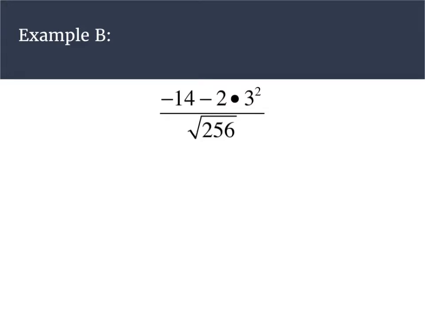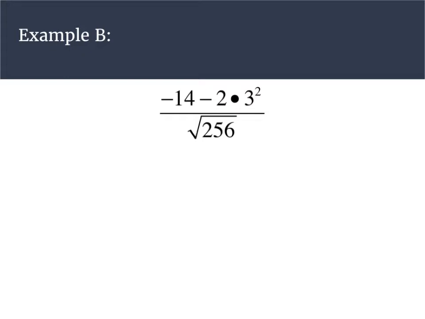In example B, I've got a large division problem. I've got numbers on the top and numbers on the bottom. Again, when I have numbers on the top and numbers on the bottom, I'm going to be doing all of the top first and then all of the bottom and then dividing them at the end. So I've got negative 14 minus 2 times 3 squared. I don't have any grouping symbols here, so I'm just going to be doing the top for right now.